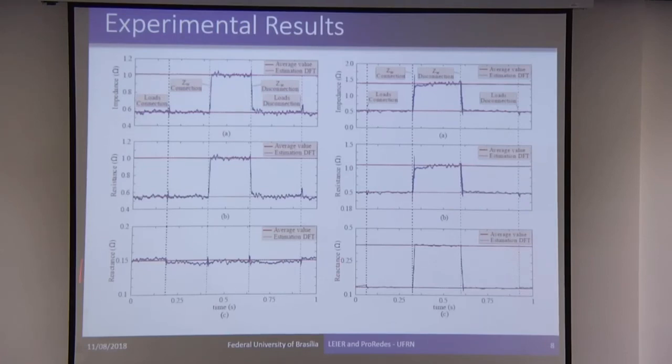In the pure resistive case, we can see that the reactance does not vary, which is expected, and the resistance added was 0.5 ohms, and we can see that the estimate follows this addition. The estimation follows correctly.